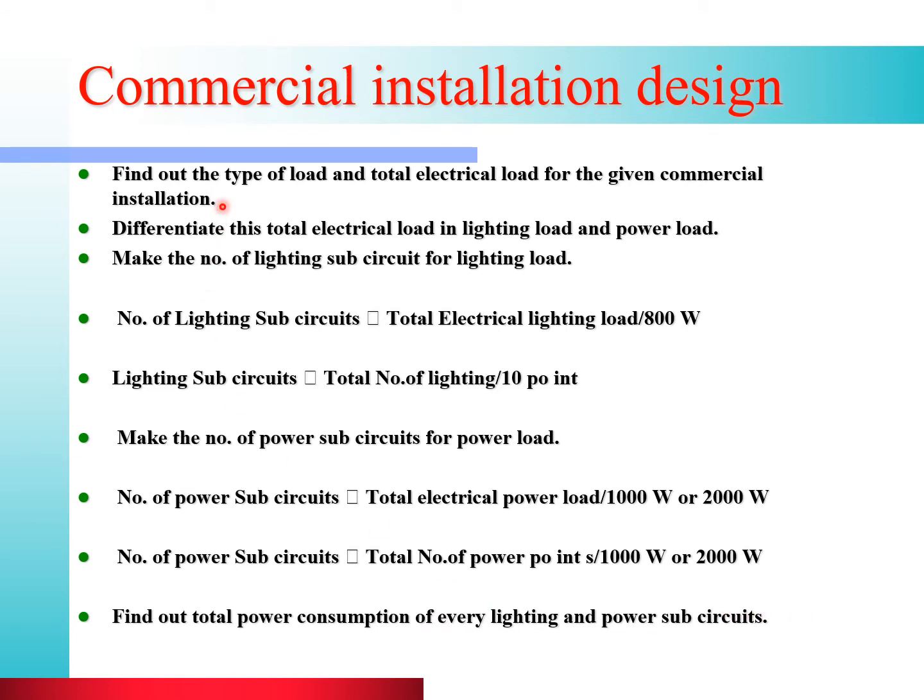So these are the steps. In these steps, we have firstly divided the total load into two parts, that is the lighting subcircuit and the power subcircuit. Each lighting subcircuit should carry a maximum of 800 watt and power circuit carries a maximum of 1000 watt or 2000 watt. From this you have to calculate the lighting and the power subcircuits, and then find out the total power consumption of every lighting and power subcircuit.